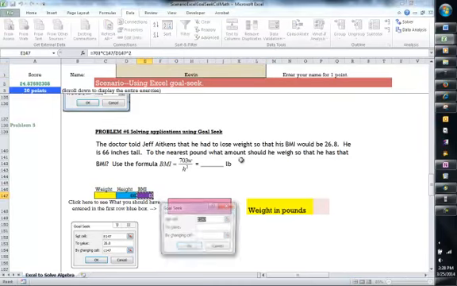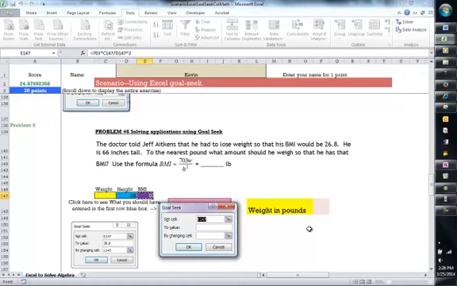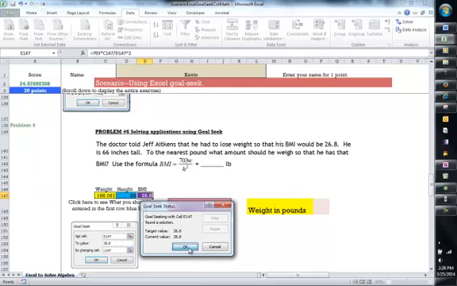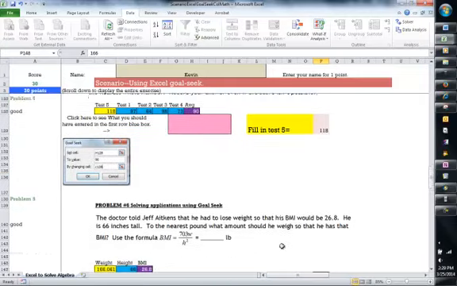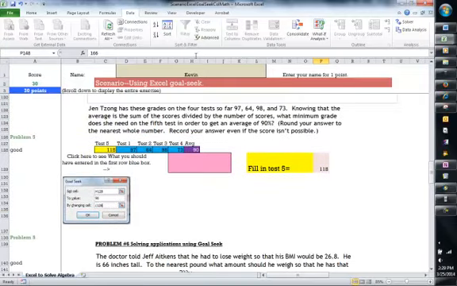But we want his BMI to be 26.8 by changing his weight, which is C147. And when we do, his weight comes out to be 166 pounds. And that takes care of all of the answers, and you can now see what the Excel goal seek solution is.